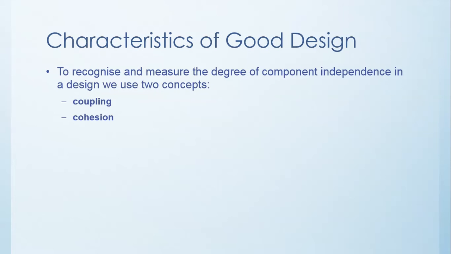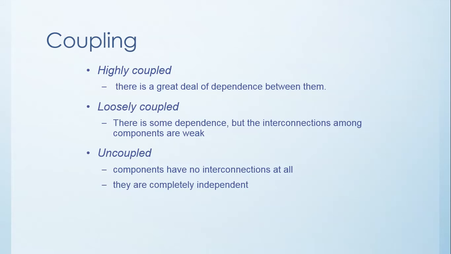So that being said, there are two main measures based on the characteristics of a good design. The degree of component independence can be measured in two ways. You can measure the degree of coupling and you can measure the degree of cohesion. So first let's talk about coupling.